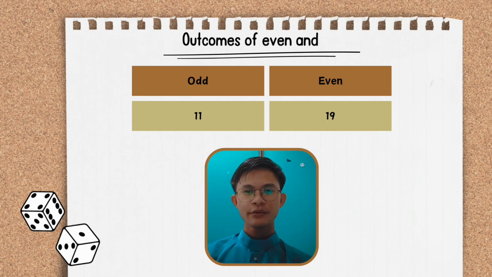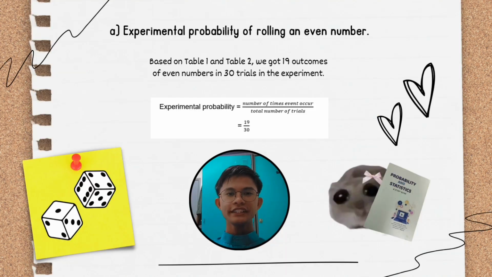So we list a new outcome of odd and even numbers, which is we have 11 odd numbers and 19 even numbers. For the calculation of the experimental probability for an even number, we obtained 19 even numbers in 30 trials. Therefore, I divided the number of times the event occurred by the total number of trials. So we get 11 over 13 for the experimental probability of rolling an even number.